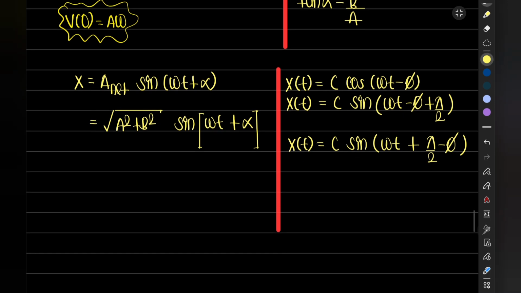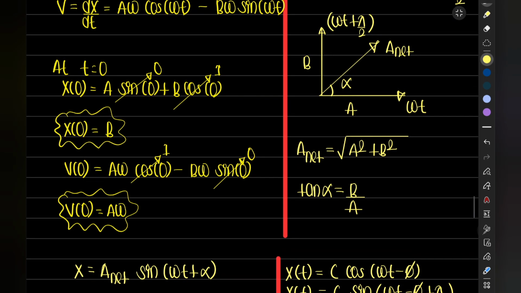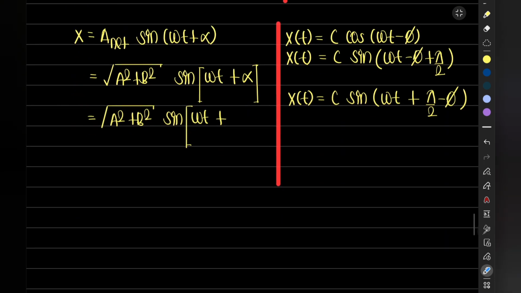Okay, now I can put the value of alpha. So let me put the value of resultant. It is a square plus b square, sine as it is, omega t as it is, plus alpha can be replaced by, like we have written here, alpha can be replaced by tan inverse b by a. So I am replacing alpha with the tan inverse b by a.